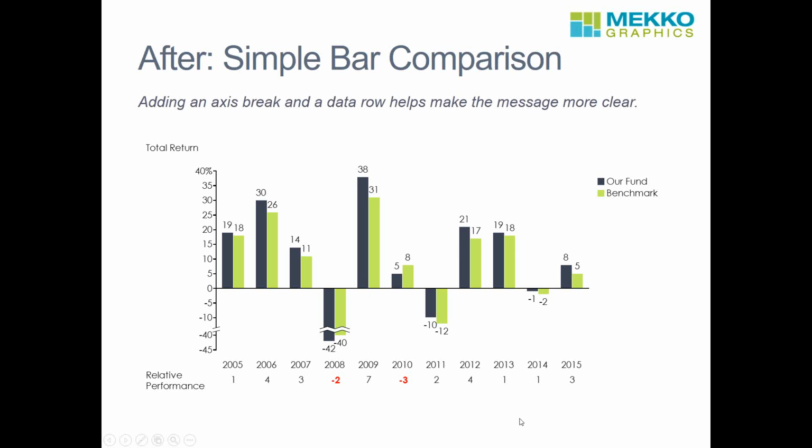And the second thing I did was I added a data row. The data row helps you focus on the relative performance, and you can see only the 2 years, 2008 and 2010, where performance was below the benchmark. And those, I highlighted by bolding them and putting the performance in red. Depending on how you want to drive the message home, you could either do that or not. That's definitely optional.